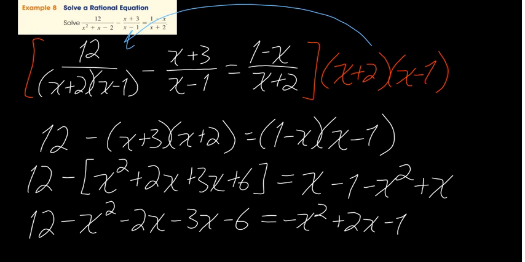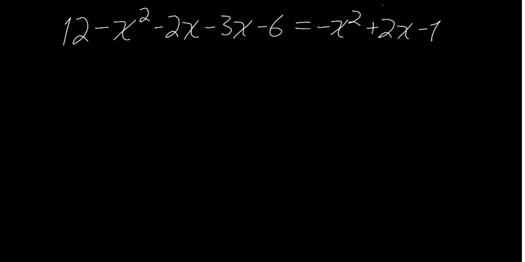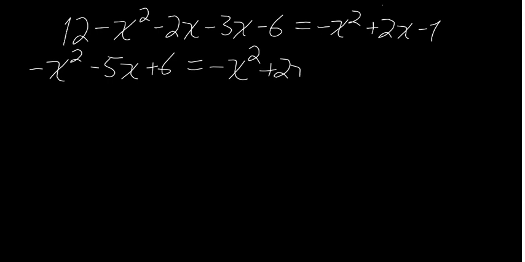Okay, good. Anyways, continuing on, let's go ahead and combine like terms here. We're going to combine on the left side and put it in descending order. So we're going to have a negative x squared. The x's here, we have a negative 5x, and then 12 minus 6, we have a plus 6. And on the right side, well, the right side's already nice and combined in descending order.